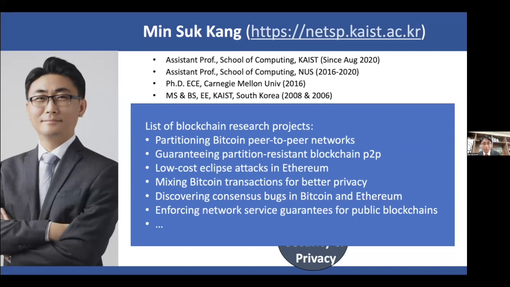And we also did some mixing in Bitcoin, and we are trying to find consensus bugs in the Bitcoin and Ethereum implementations, because these days consensus implementations get much more complicated than before. And we're trying some other crazy ideas, like enforcing network service guarantees for public blockchains, not the other way around. I guess that gives you a sense of what I'm doing and which layer in blockchain me and the students of my group are mostly interested in. So today, let's set this aside, and what we're going to do is to have an overview of blockchain.